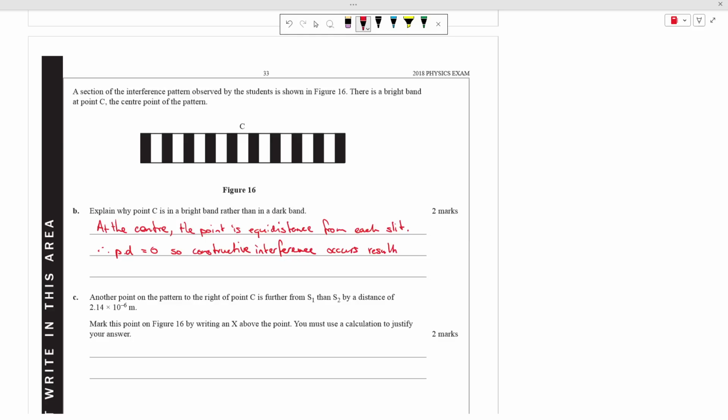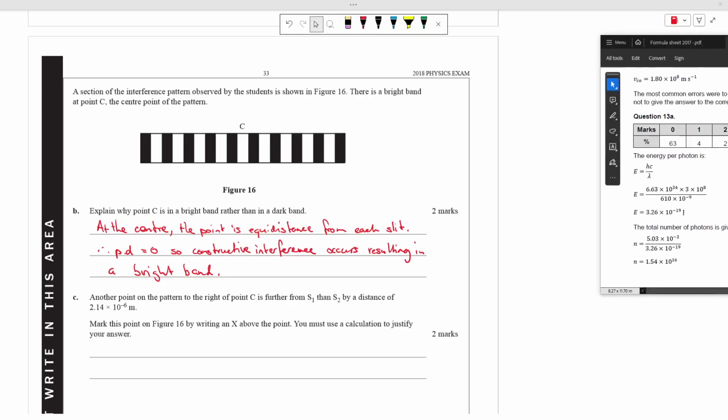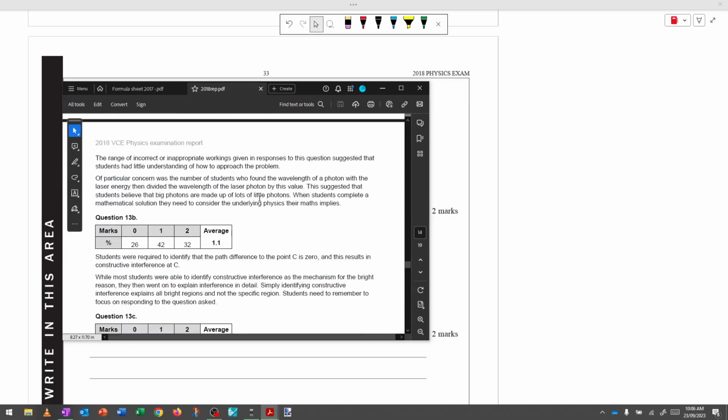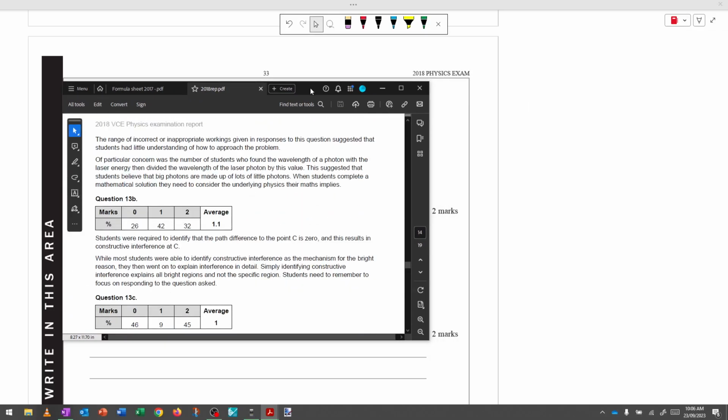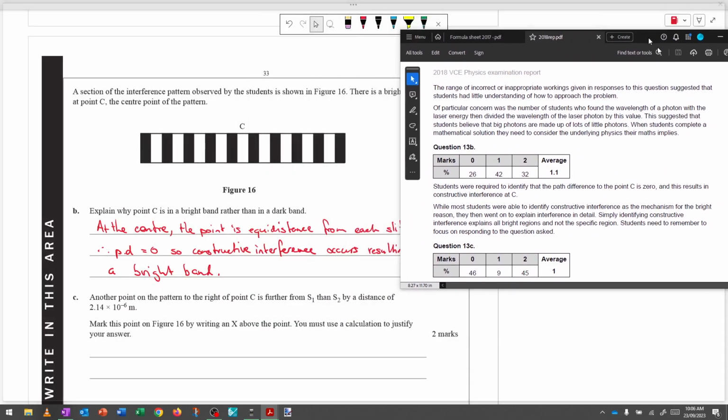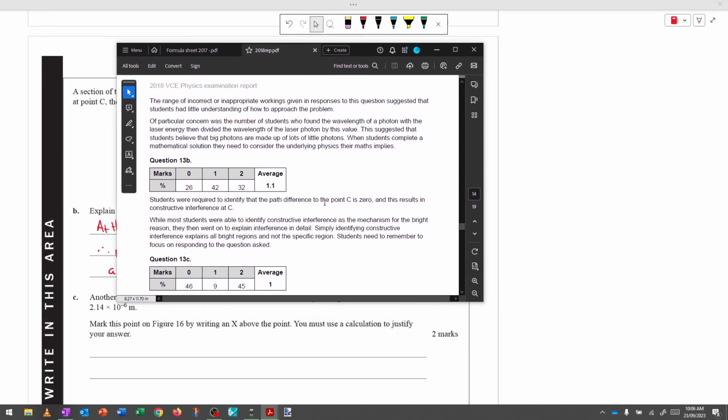Resulting in a bright band. I think that gets the point across. Let's double check the report. Alright, here we go. So, students were required to identify that the path difference to the point C is 0, and this results in constructive interference at C. Yeah, that's what we did.